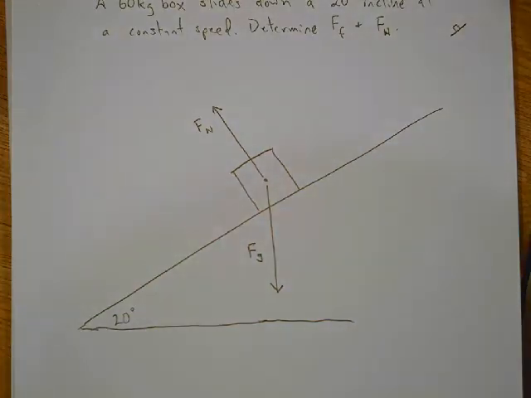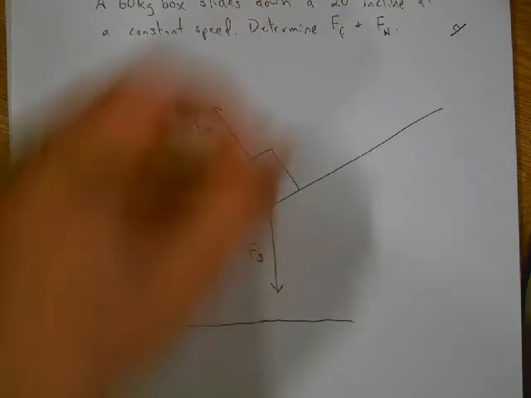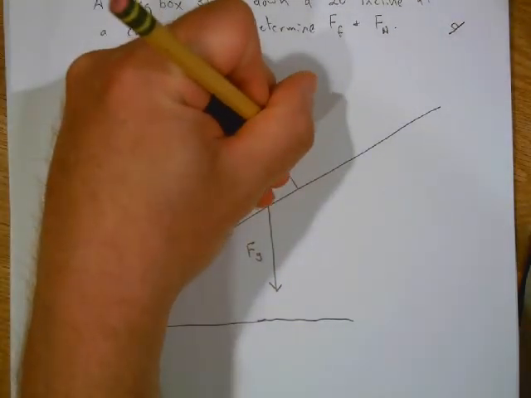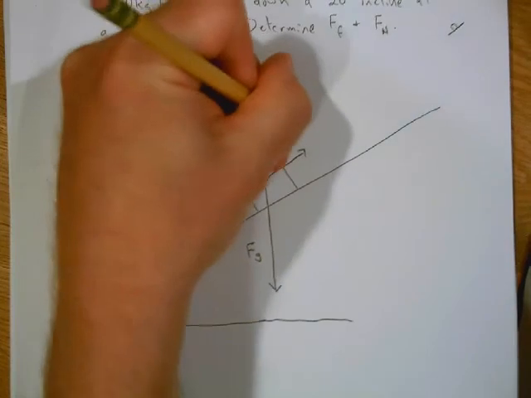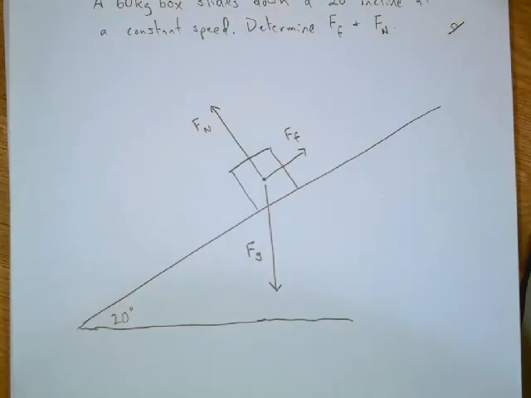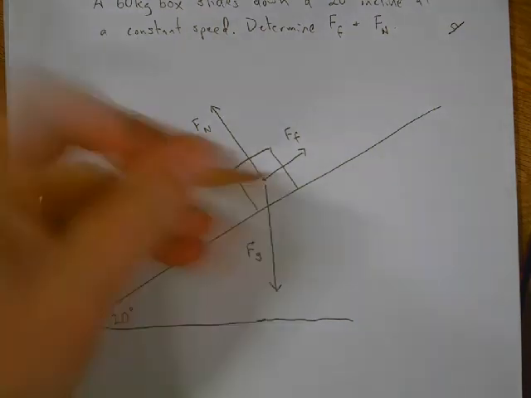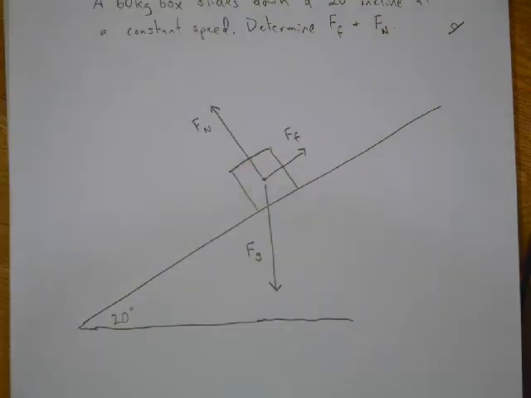And then, what else is there? Well, it's sliding down the incline, so there's friction. That means friction is going to be pointing this way, up the incline. So in this case, there's just those three forces. Does that mean there's only going to be those three forces? Of course not. If there's a hot air balloon attached to it, it would be pulling straight up. If you're pushing it, you could have an applied force. But in this particular problem, that's what you have.